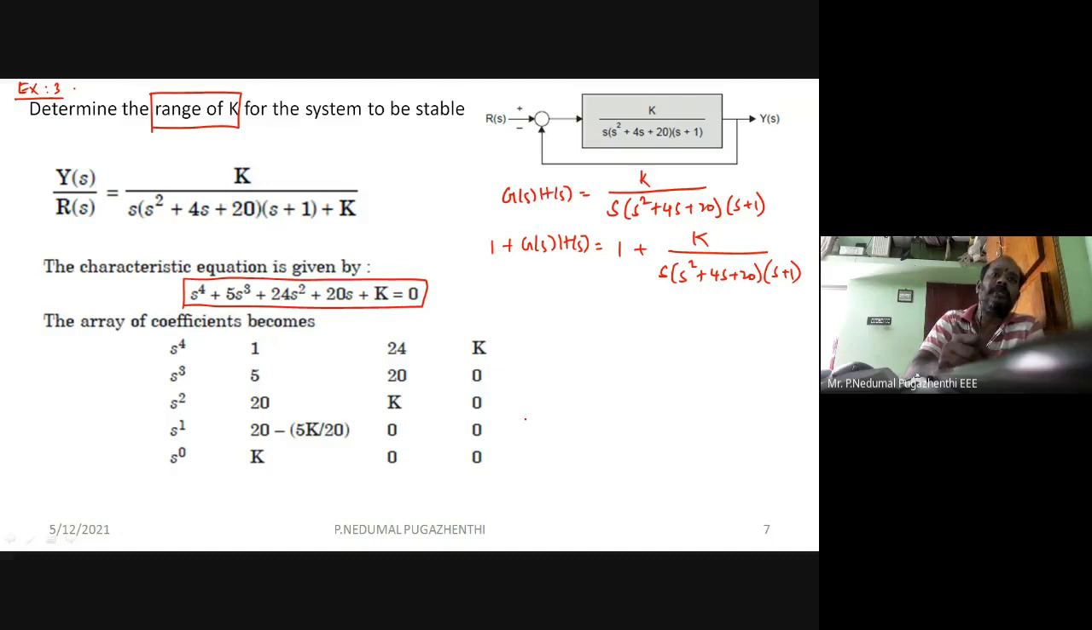What should be the condition for the system to be stable? The first column should not have a sign change. If you say it is positive, it should be greater than 0. So if I form a Routh array based on this characteristic equation, I will get S power 4 as 1, 24, K; S cube as 5, 20, 0. I can reduce this S cube further, or keep it as it is and proceed. So if I continue further, I will get my Routh array.